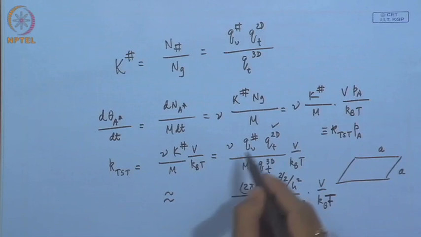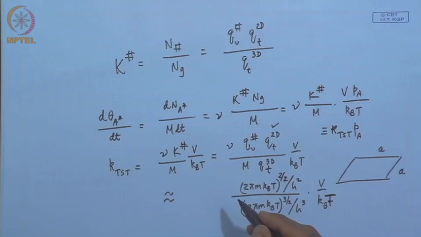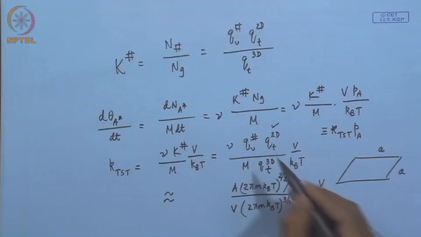Okay. What will happen to this one now? And of course, you have to write, and here one term will be there A, and here it will be V. Okay, V means volume, it will be area, because it is 2 dimension.